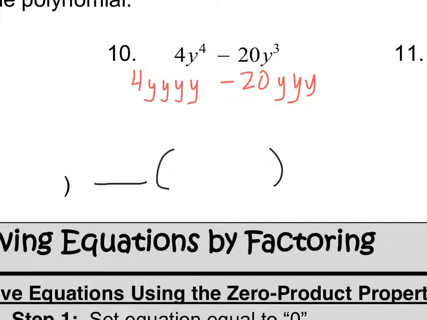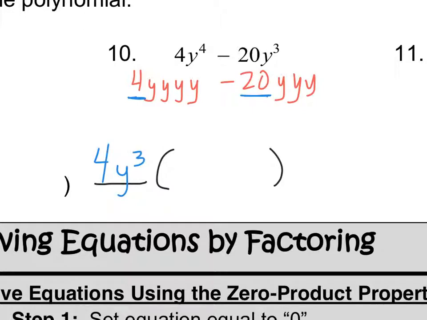So let's start with our numbers. We have a 4 and a 20. The 4 is the smallest of the numbers. It divides into 20, so we know that 4 is in common with both of them, so we pull it out. And then when we look at our variables, we have 3 y's on one side and we have 4 y's on the other. So only 3 is in common with both of them. So we're going to pull out 3 y's, or y to the 3rd.